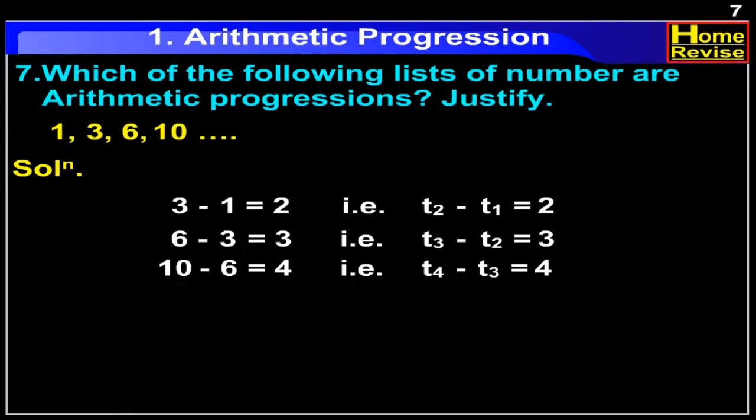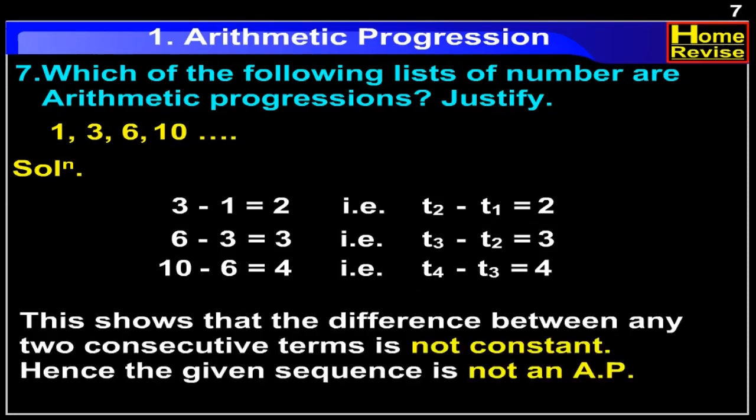Here we can see that T2 minus T1 is not equal to T3 minus T2, which is further not equal to T4 minus T3. This shows that the difference between any two consecutive terms is not constant. Hence, the given sequence is not an arithmetic progression.